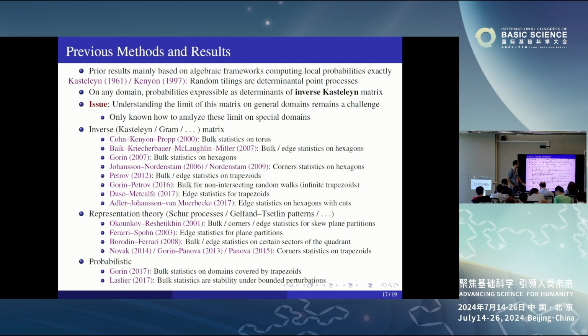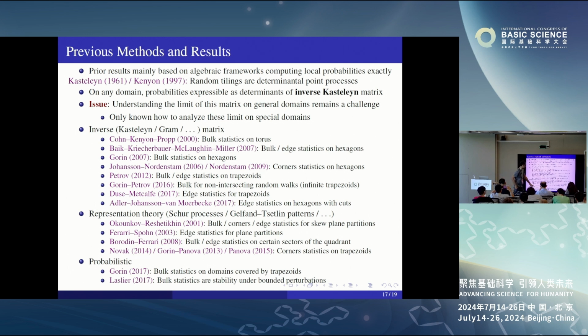There are also a few probabilistic methods that combine some of these to obtain slightly more general domains, such as the work of Vadim Gorin, who analyzed domains covered by trapezoids. I won't define what this exactly means, but there is some covering of your domain by trapezoids.